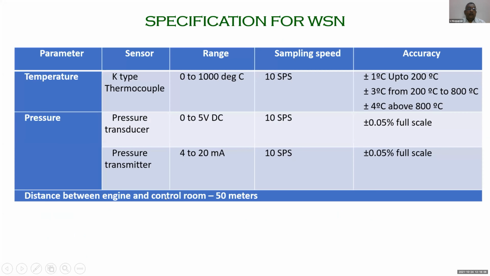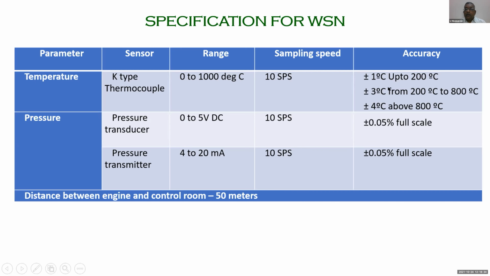So going to my specific work, what we have done on WSN, we took temperature and pressure channels for experimentation purposes. Temperatures were measured by K-type thermocouples for the range of 0 to 1,000 degrees at a sampling speed of 10 samples per second, and pressures were measured by pressure transducers, which have a 0 to 5 volts DC output, or a pressure transmitter, which has a 4 to 20 milliamps output, both at 10 samples per second.